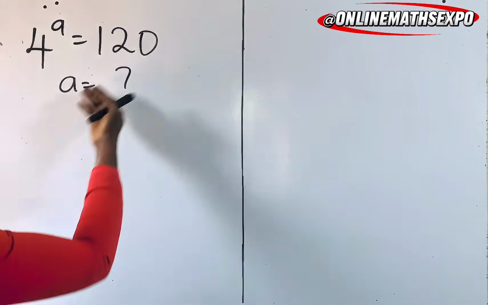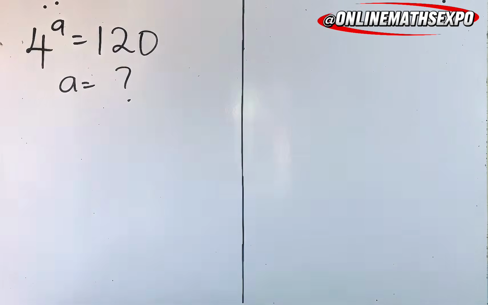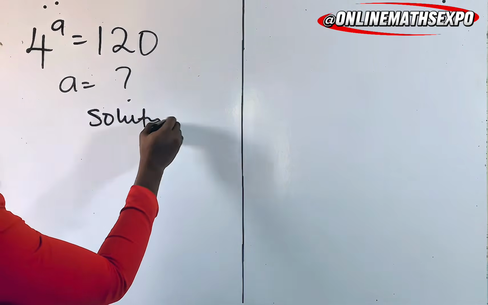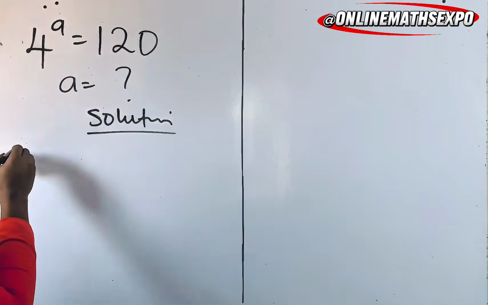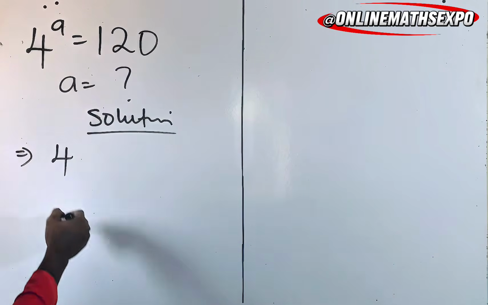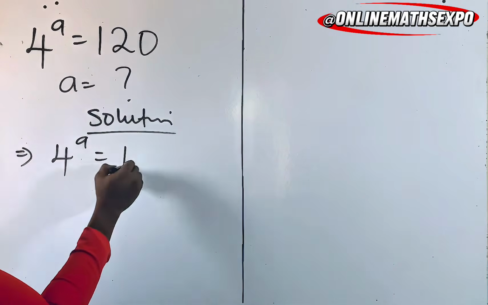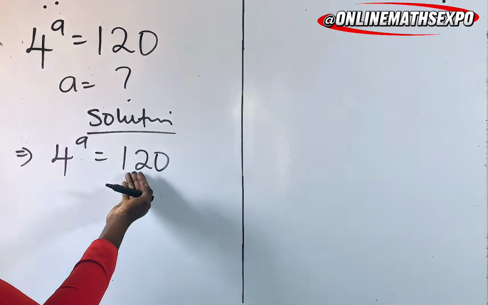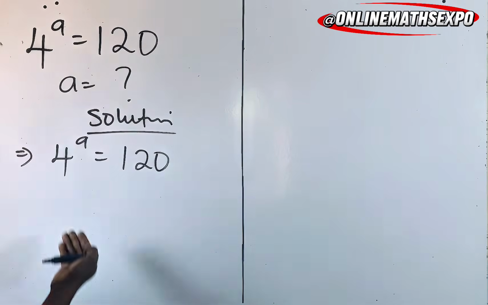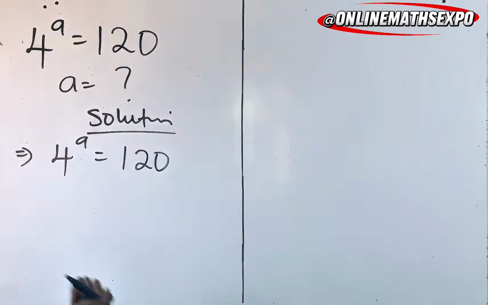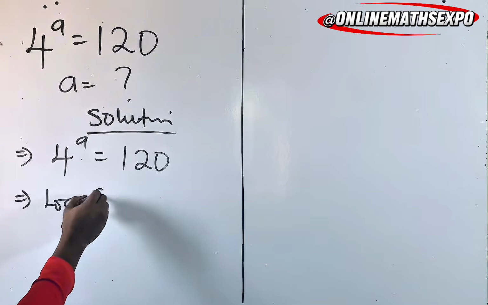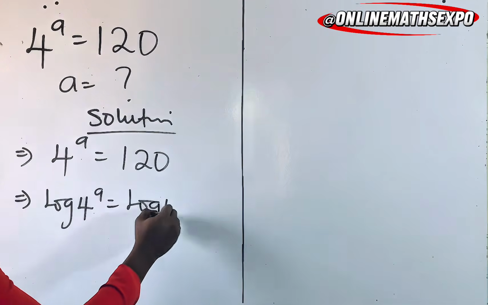Let's solve this exponential equation together. So easy, okay? I'm taking you through it step by step. So this is what we have. We begin with our solution. So we have 4 to the power of a is 120. Now what we do is, can we express 120 in powers of 4? If it's not possible, we can just freely take the log of both sides. So this is what we have.